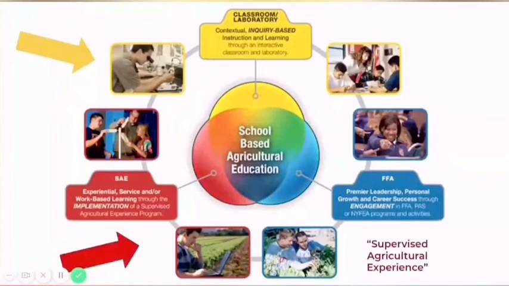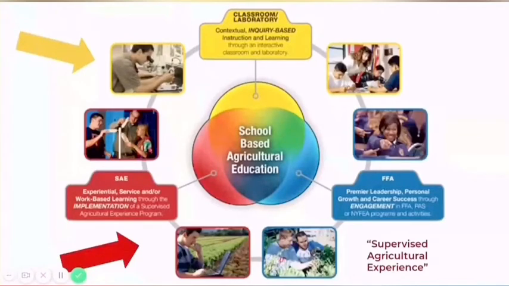The second is our SAE, shown in red. SAE stands for Supervised Agricultural Experience and is an experiment-based, service-based, or work-based activity or experience that helps us learn more about agriculture through our very own experimentation. The best part about the SAE is that there is an almost endless amount of options that we can choose from when setting up our own experience.